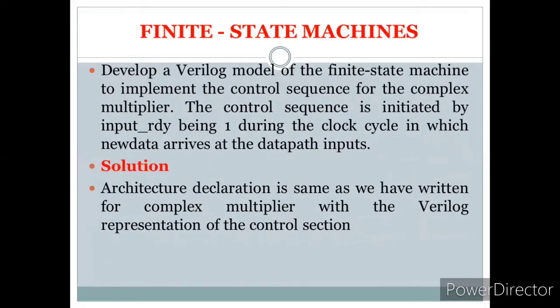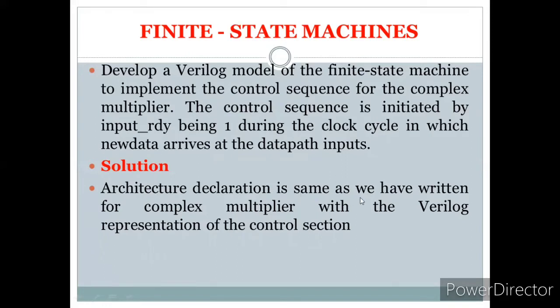Now let us see one example for the same: complex number multiplication when input ready is 1. Develop a Verilog model of a finite state machine to implement the control sequence for the complex multiplier. The control sequence is initiated by input ready being 1 during the clock cycle in which the new data arrives at the data path input. So let us see the solution.